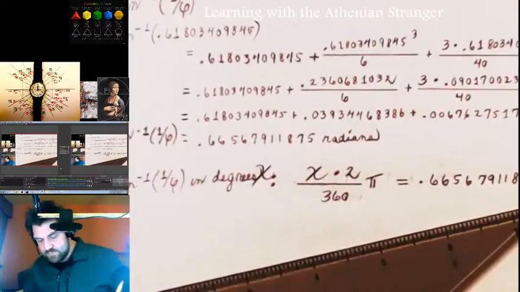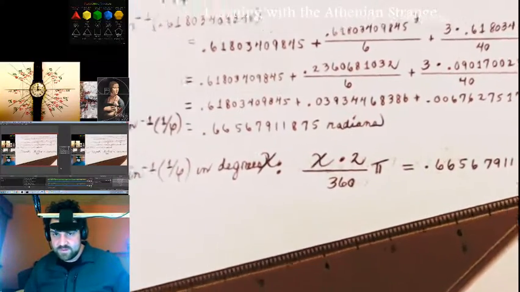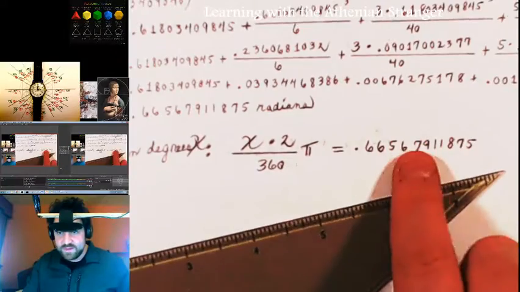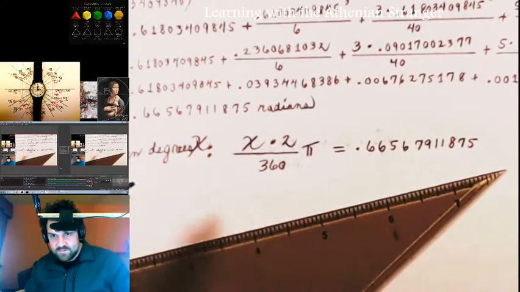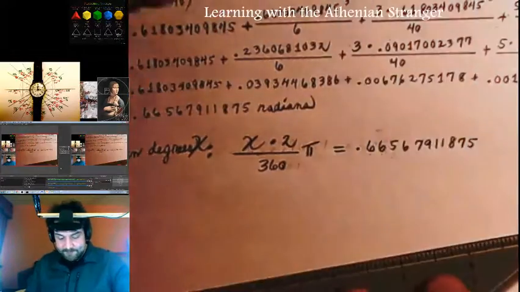0.66567911875. Okay, I'm going to give everybody a second to catch up with me, because I started to make a mistake, and then I corrected it. So now I'm looking for the degree measurement of that radian. That's how I'm going to do it. I'm going to solve for x now. It's going to be pretty simple.